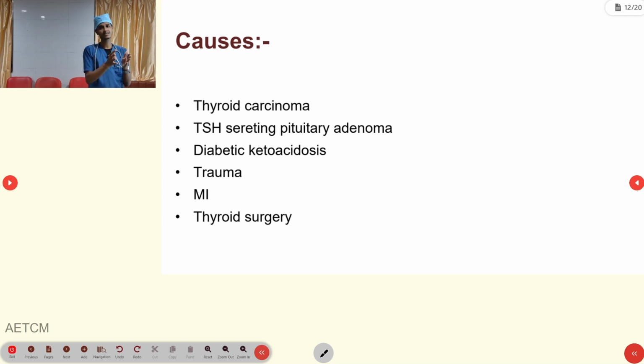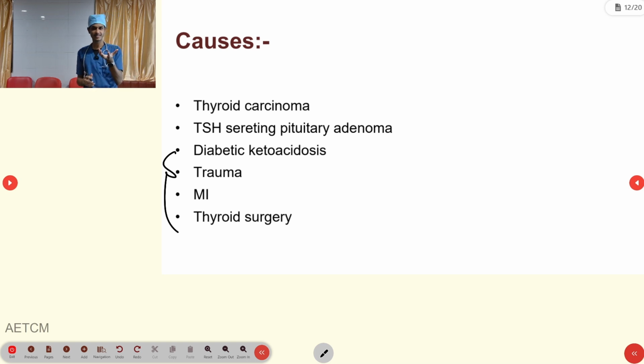The clinical features, whatever we are seeing in the hyperthyroidism, the same thing will arise in the thyroid storm, but it will be in a more aggressive manner. Okay. So again, causes for the thyroid storm: thyroid carcinoma, the same thing, TSH secreting pituitary adenoma, diabetic ketoacidosis, trauma related things, myocardial infarction.